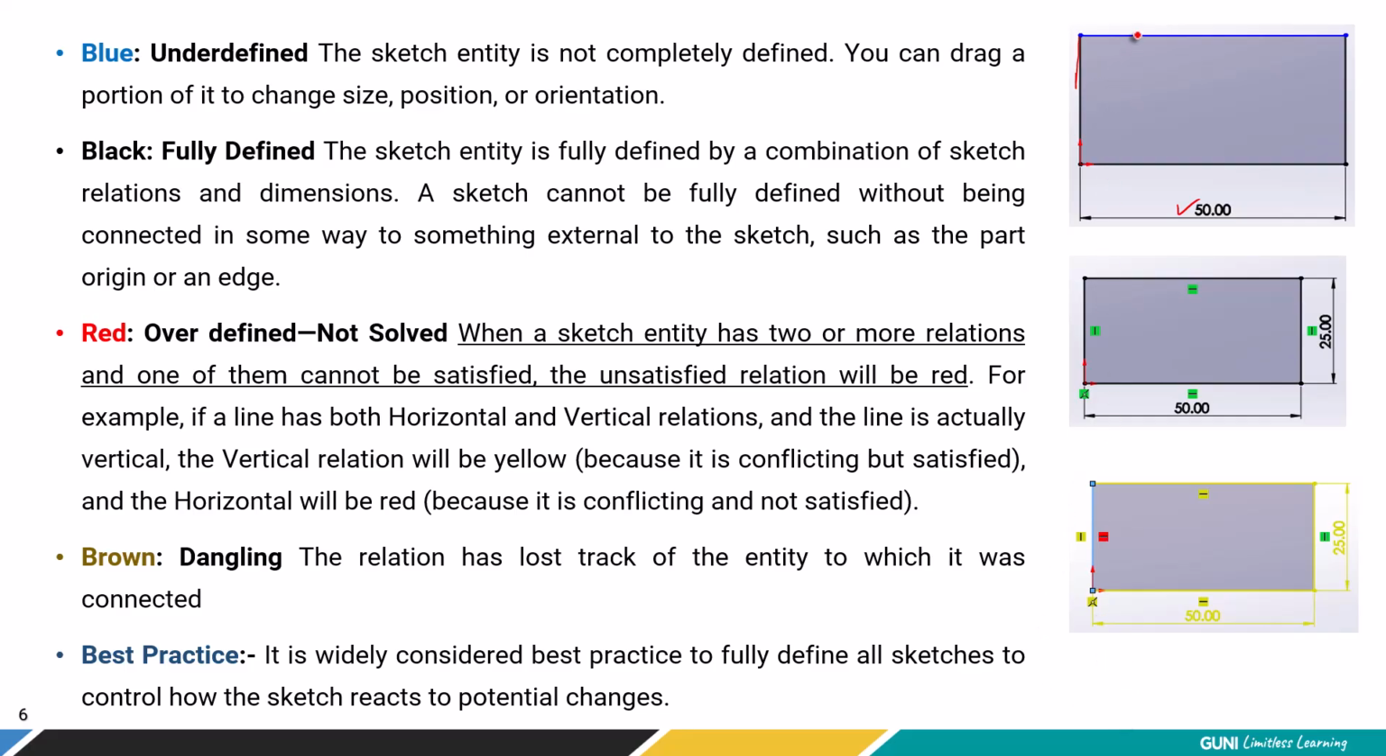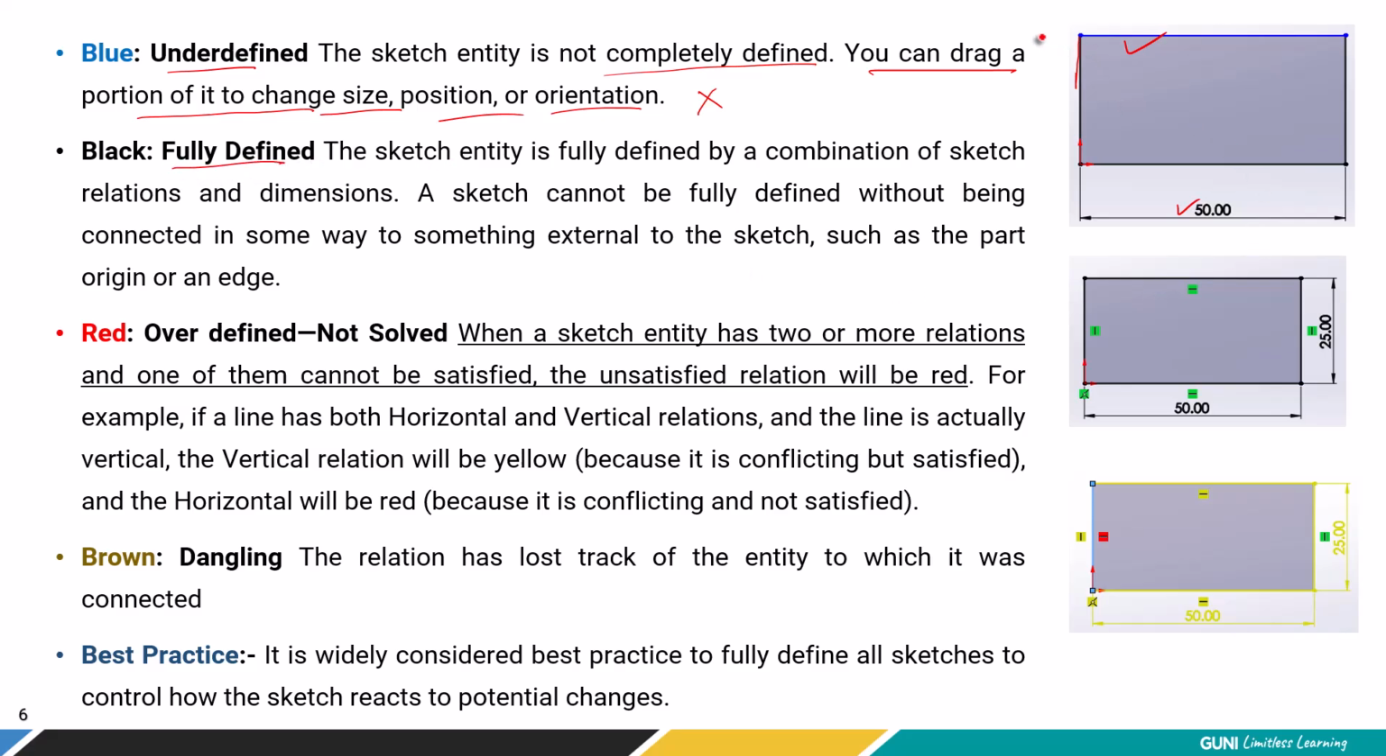Or you can simply check it: if there is an entity having blue color, it means it is underdefined. So it is not completely defined. You can drag the portion to change its size, position and orientation. So avoid this state of sketch. Now you must have your SolidWorks sketch fully defined.